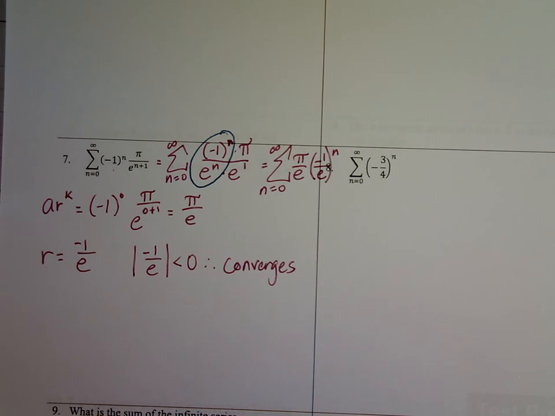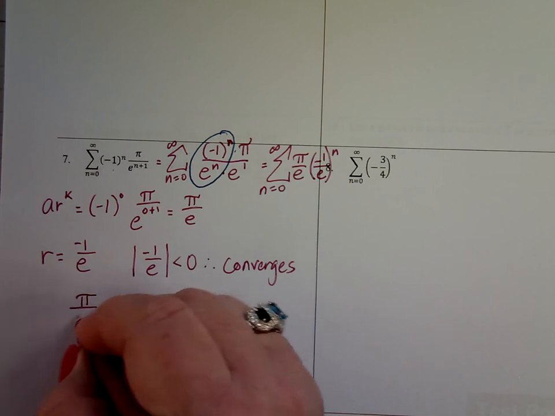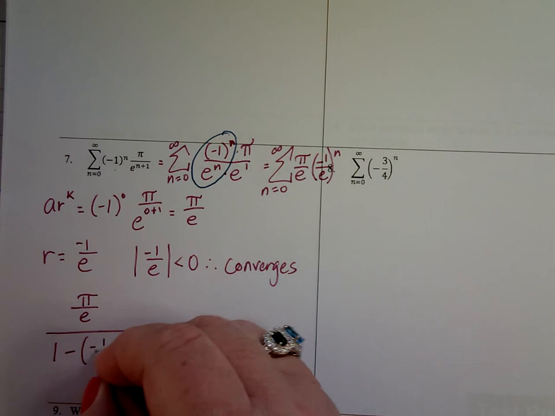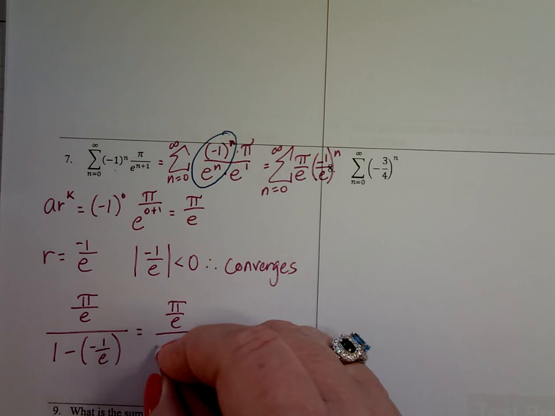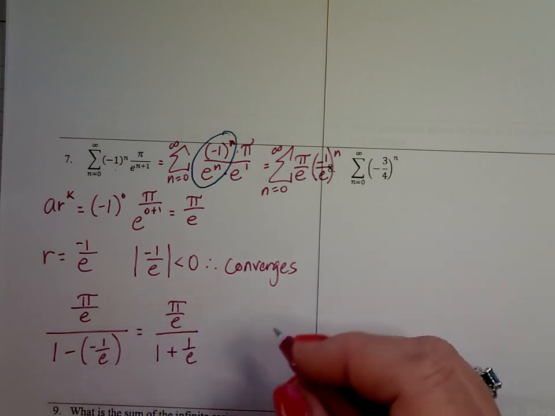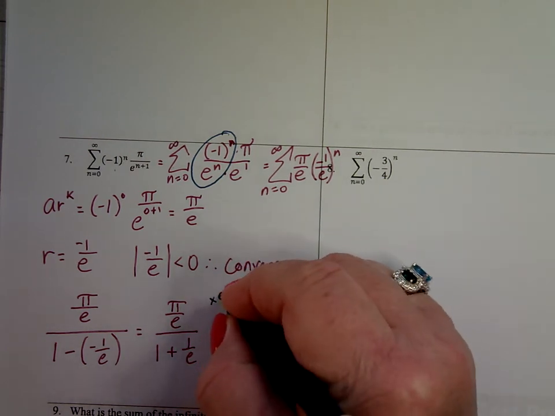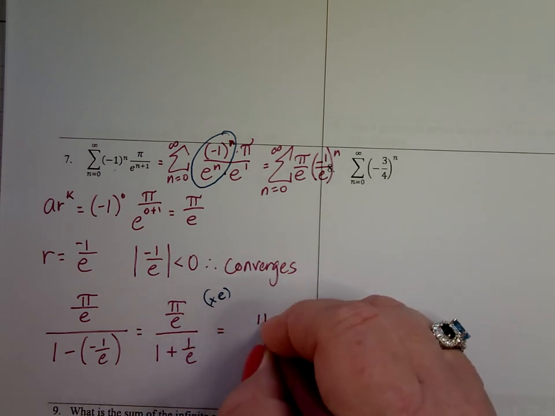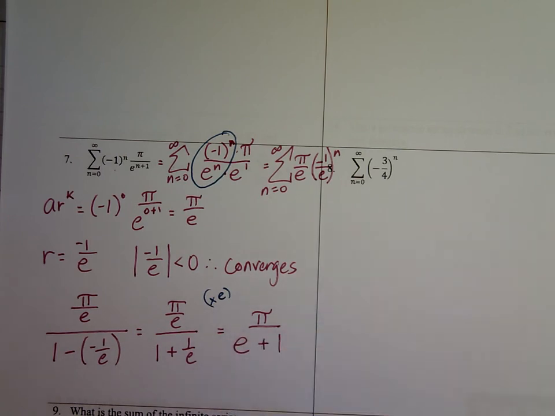And let me put my formula together. I take the first term, pi over e. I divide it by 1 minus the r value, -1 over e, or pi over e times 1 plus 1 over e. What am I going to multiply this time to get rid of the complex fraction? And I hope you're seeing e times e. Everybody gets multiplied by e. Gives me a pi. 1 times e is e. 1 over e times e is plus 1. And there you go. That's your answer.